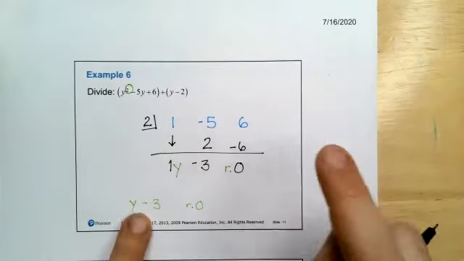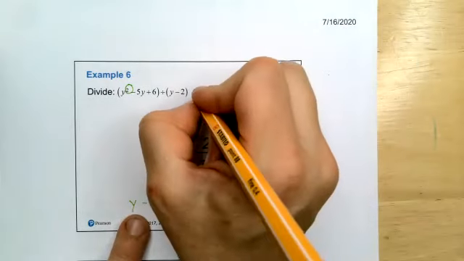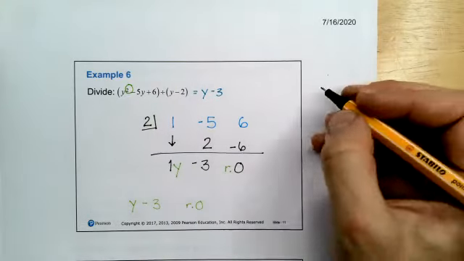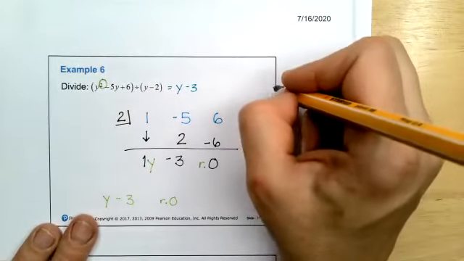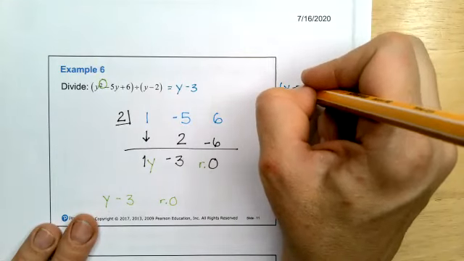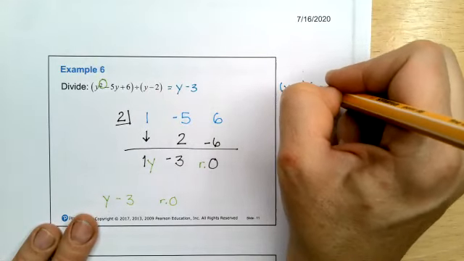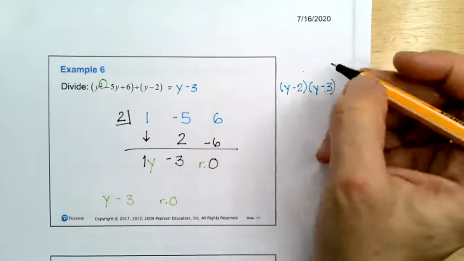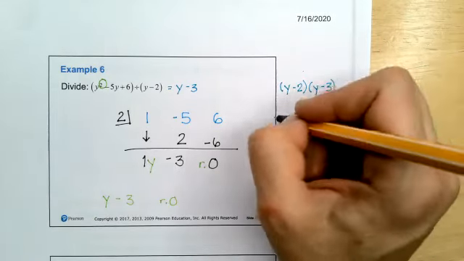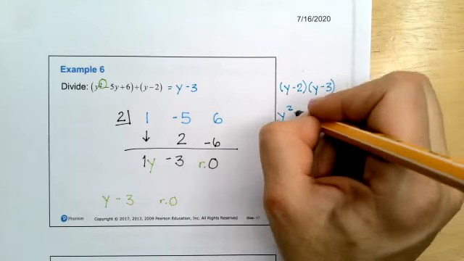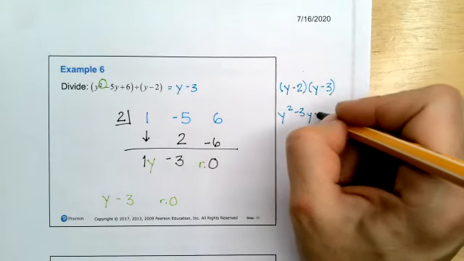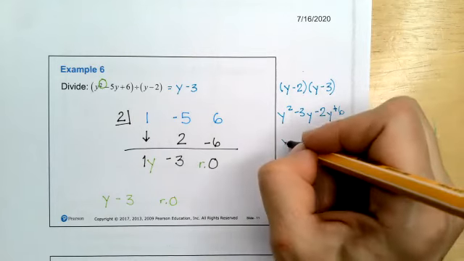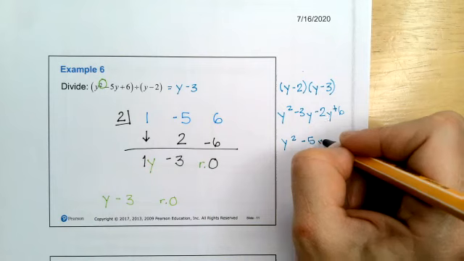So if our answer is y minus 3, let's make sure that y minus 3 times y minus 2 is actually y squared minus 5y plus 6. And this is one we already did, right? Sorry, I just realized this is the one we already did yesterday, Wednesday. Y times y is y squared. Y times -3 is -3y. -2 times y is -2y. -3 times -2 is a +6. So that's y squared minus 5y plus 6.